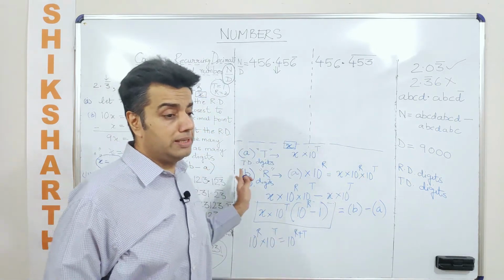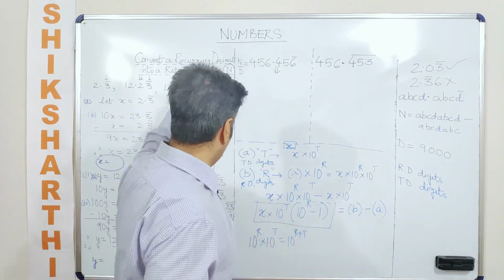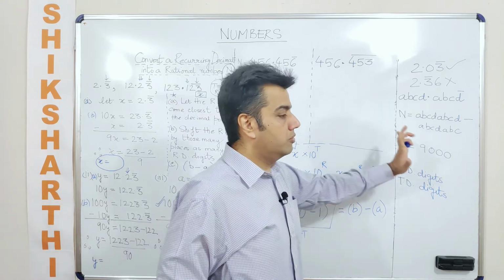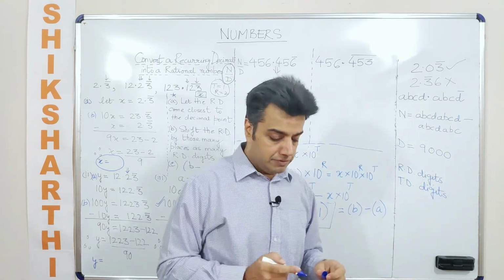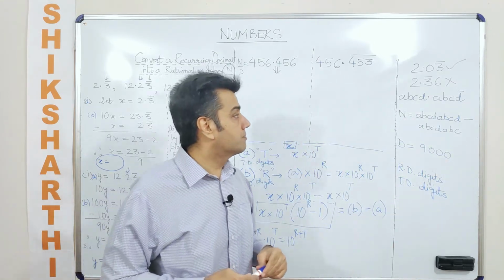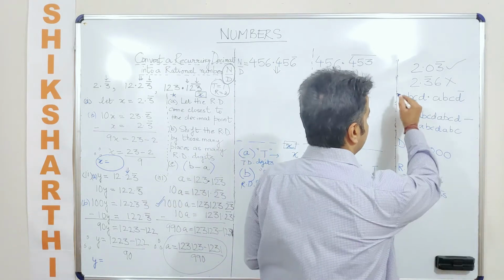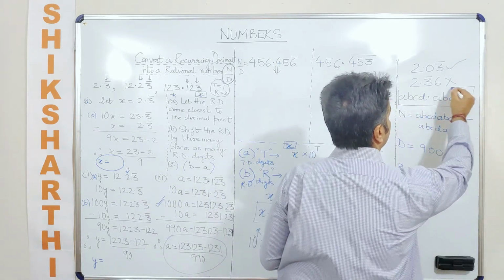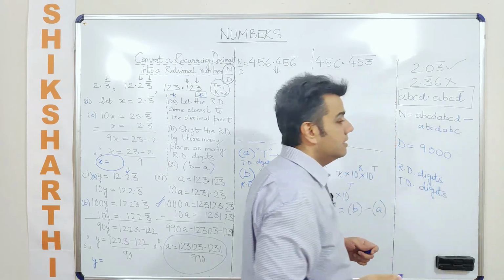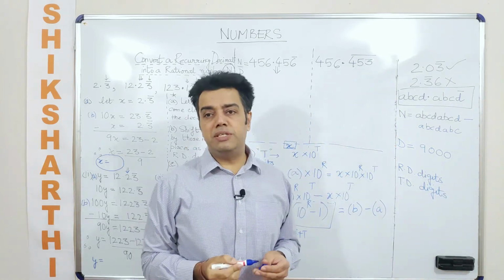So we are now taking it to the next level. We have already completed the basics and now we are talking about the final concept, after which we take it to the application stage. So let us say that this is the recurring number that has been given to you.